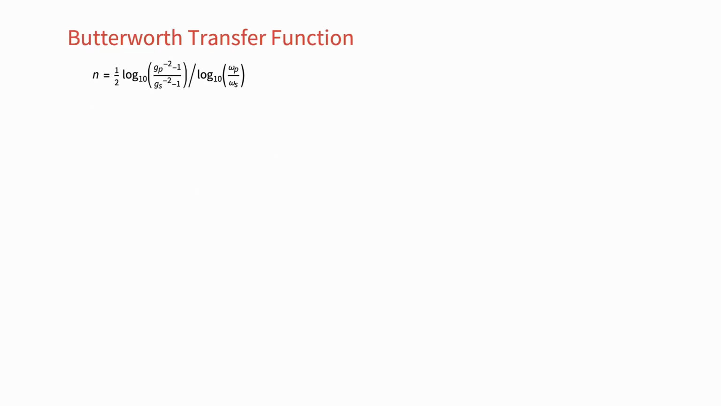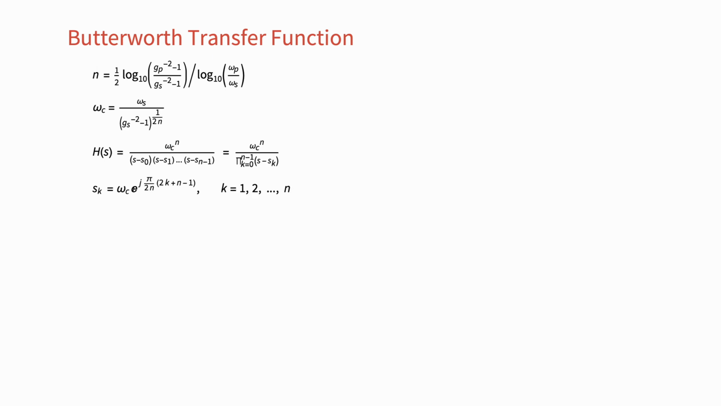Given the filter specification, we can calculate the order of the filter, the value of n, using the formula shown here. Also, given the value of n, the stopband gain gs, and the edge frequency omega s, we can find the value of the cutoff frequency using the formula shown here. And finally, knowing the filter order and the cutoff frequency, the transfer function of the low-pass Butterworth filter can be obtained using the formula shown here. The poles of the system transfer function are uniformly distributed on a semicircle of radius omega c in the left half S-plane.